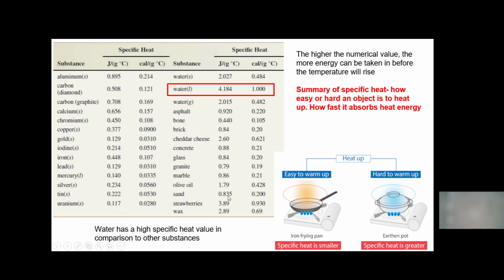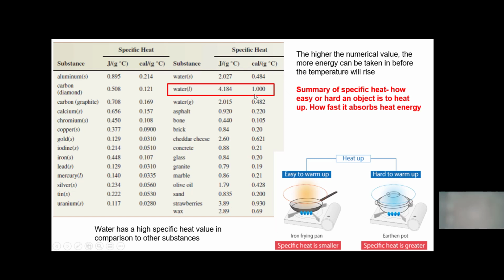Oh, I messed up. So it's 0.835. But it doesn't matter. You can see here that even 0.835 is still far lower than 4.184. I tend to use joules because of my other labs. We use joules, but this lab is calories.